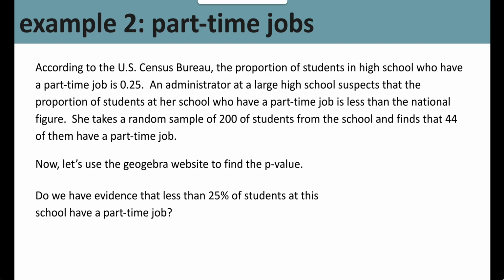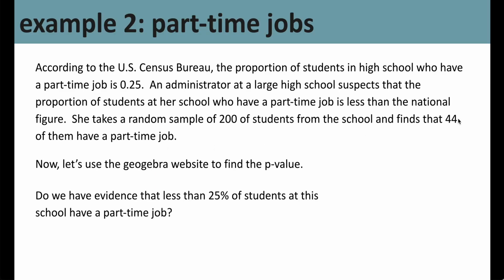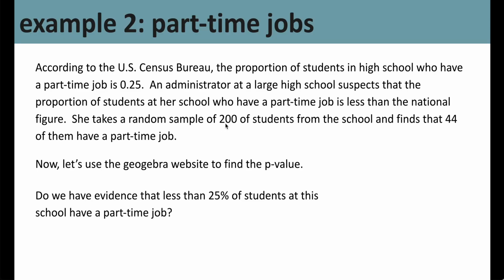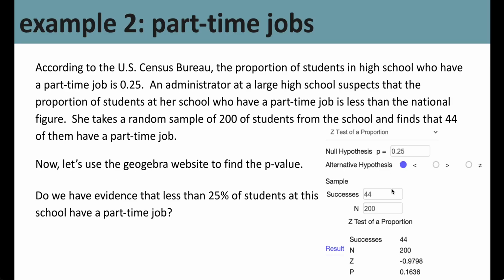So again, I'm going to go to my little calculator. All right, this was in here from the last one, so I'm going to change it up. My null was P equals 0.25, and I'm testing less. My number of successes would be the number in the sample who have a part-time job, so 39 is my number of successes, and then N is the total number of people in the sample, which was 200 students. So I'm going to change that to 200, and now I have a p-value, 0.1636. So there's my little picture of what my calculator looks like. My p-value is 0.1636.